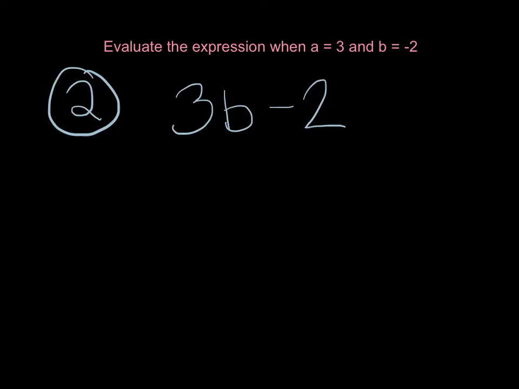Second one, 3b minus 2. A is still 3 and b is negative 2. If you look, we have a b in this expression, so we're going to replace that b with that negative 2 using parentheses. So 3 and the negative 2. And if you look, the 3 and the negative 2 are actually multiplying, and then we're going to subtract 2. Now we've got to remember order of operations as of yesterday. Do we multiply first or do we subtract first? Multiply. So we're going to take 3 times negative 2, which is negative 6.